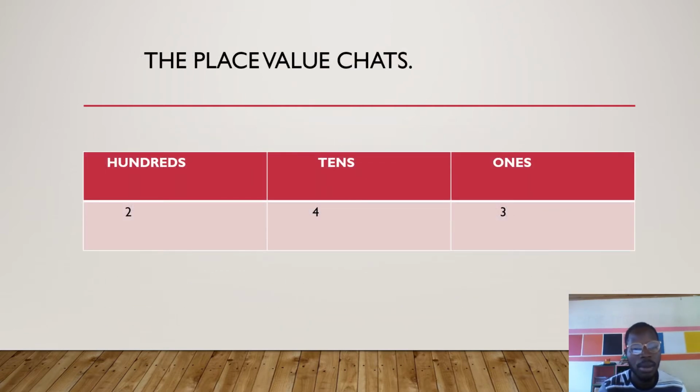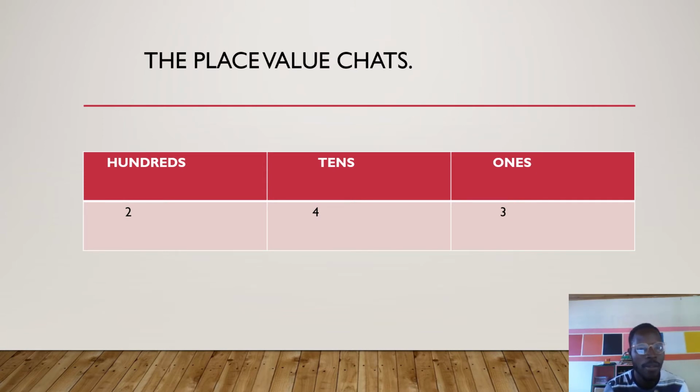Now, look at the place value chart. This is an example of a place value chart, depending on the level that we are. Last week was tens and ones. Today we have moved a little bit further by adding hundreds. When we talk about hundreds, we talk about 3 digits. So this one on the screen can be read as 243. 3 digits, and 3 is under the ones, 4 is under the tens, and 2 is under the hundreds.